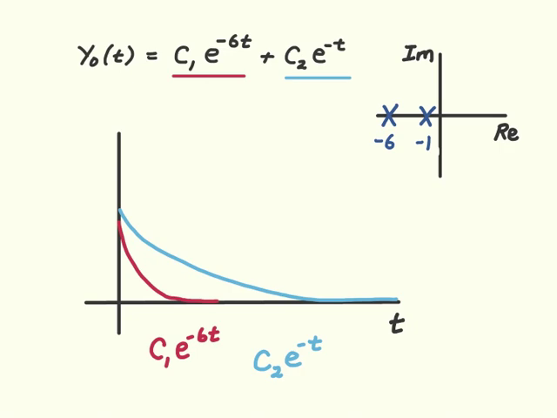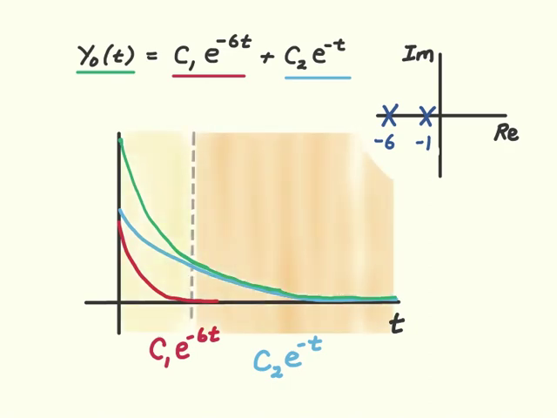The response to the initial conditions, y0, is the sum of both these terms, and I've shown that here in green. This response can be thought of as having two distinct phases in time. In the first phase, the response decays quickly due to the dropping e to the -6t term. Then, the response drops more slowly. The e to the -6t term has almost completely disappeared, and the decay of y0 is due primarily to the e to the -t term, which is much slower.